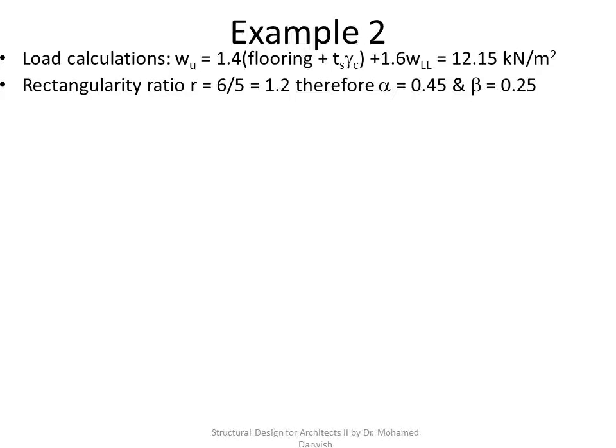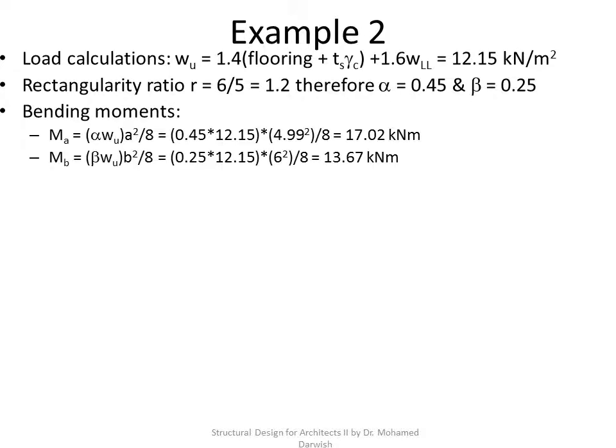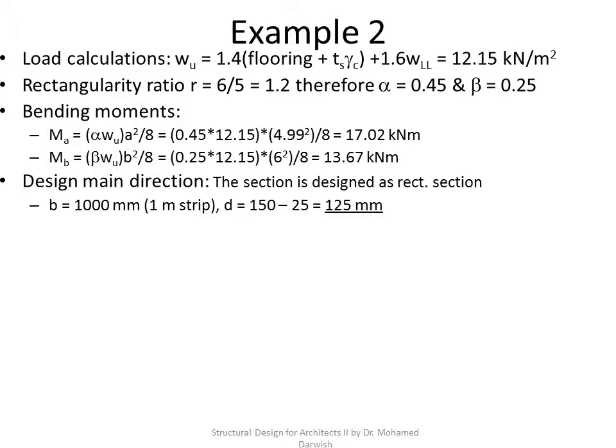You could think about this that 0.45 and 0.25, if it was a one-way slab, the 0.45 would have been a 1. So you are actually saving in one direction 55% of your moment. So this is 55% of your reinforcement. MA will be alpha W ultimate A squared over 8. This is 17.02. The MB is beta W ultimate B squared over 8. This is 13.67 kilonewton meter.